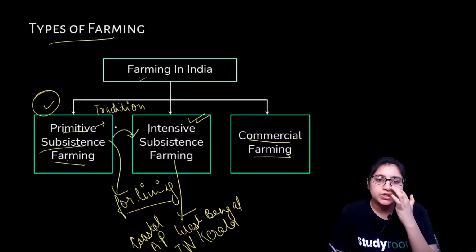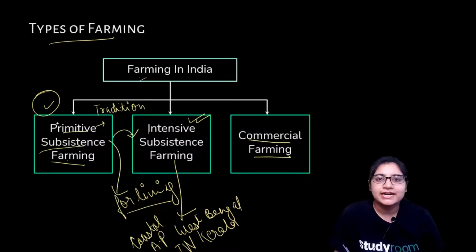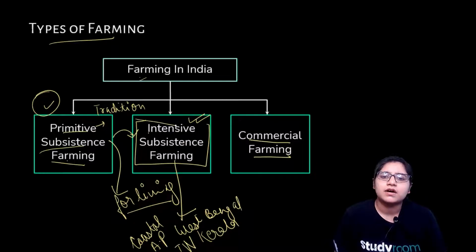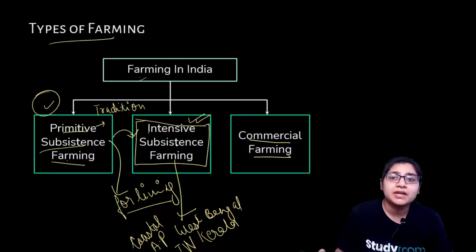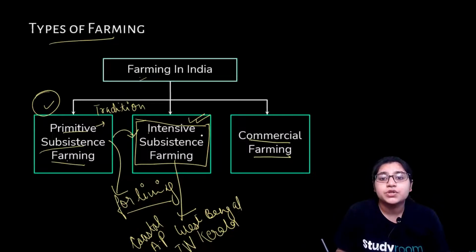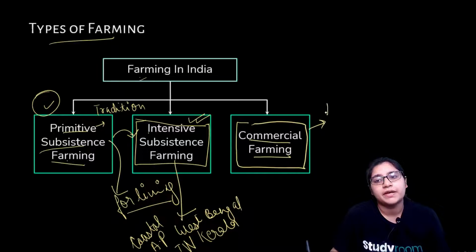So initially they did it only for living. That type of cropping structure they followed. Farmers followed that, but then they also used to take their crops into the market, right? And they used to sell there and make some profit out of it, and they used to buy some other things like manures or fertilizers, right? So they used to do intensive subsistence farming. Then came your commercial farming, that is for profit making purposes, right?